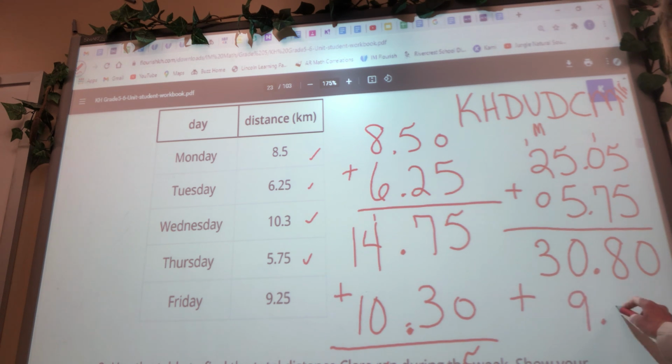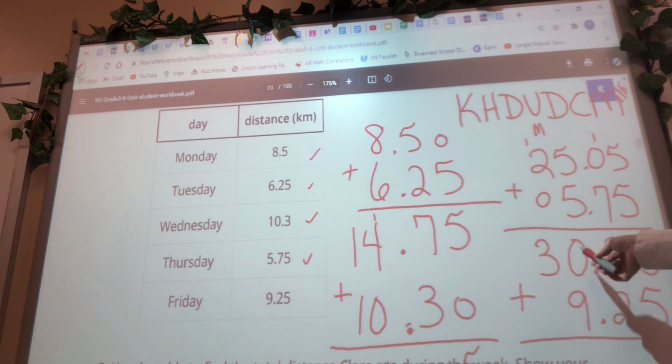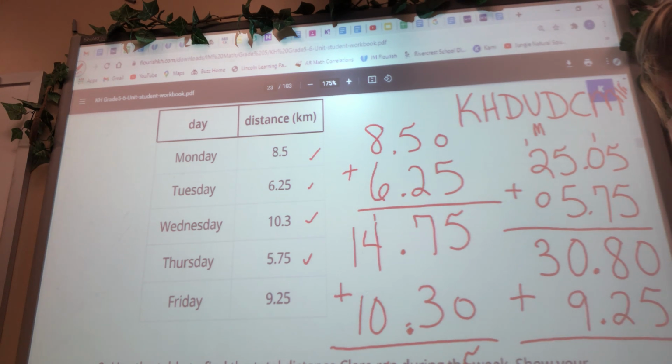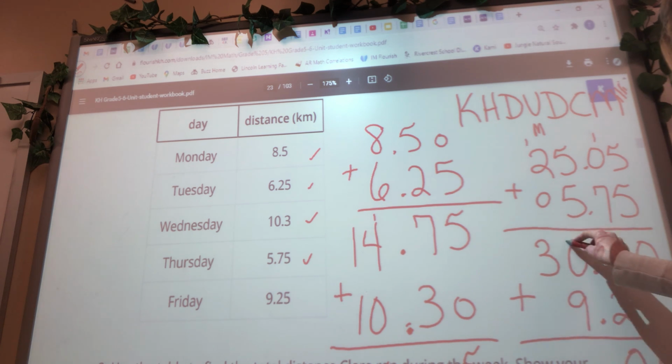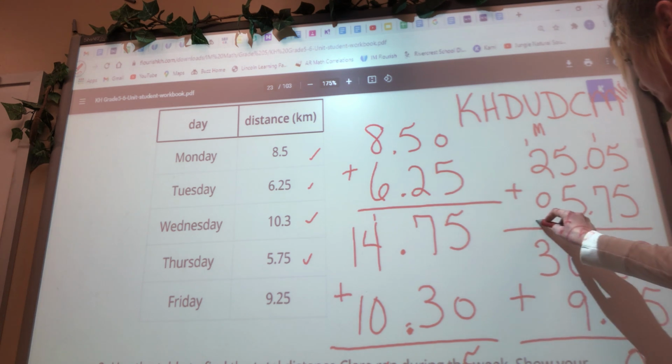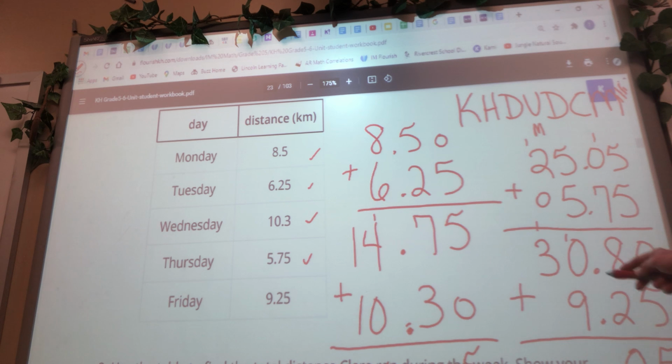9 25 hundredths. Notice how I'm keeping all of my place values lined up. Drop my decimal down to the bottom. 0 plus 5 is 5. 8 plus 2 is 10. Carry your 1. 0 plus 9 is 9, plus the 1 you carried is 10. Carry your 1. 3 plus nothing, or 3 plus 0 if you placeholder 0, is still 3, plus the one you carried is 4.